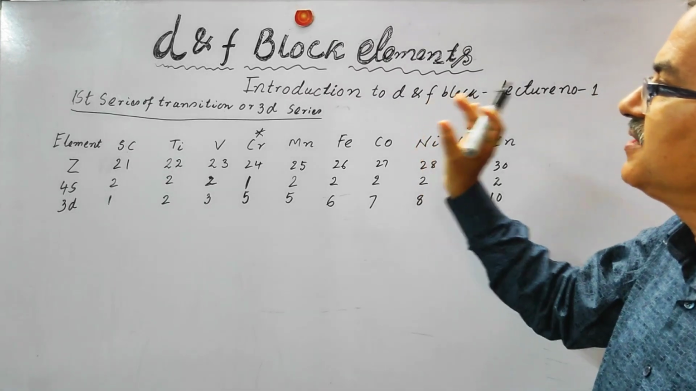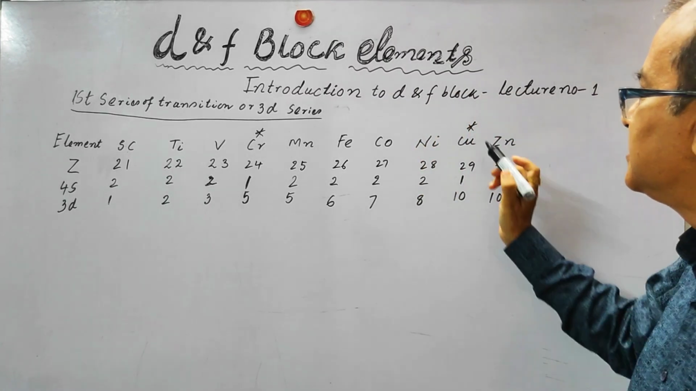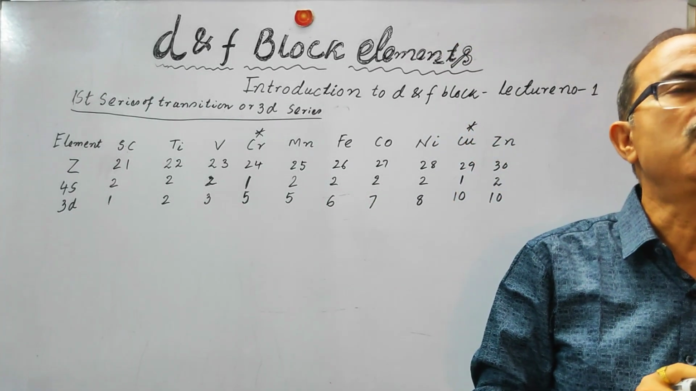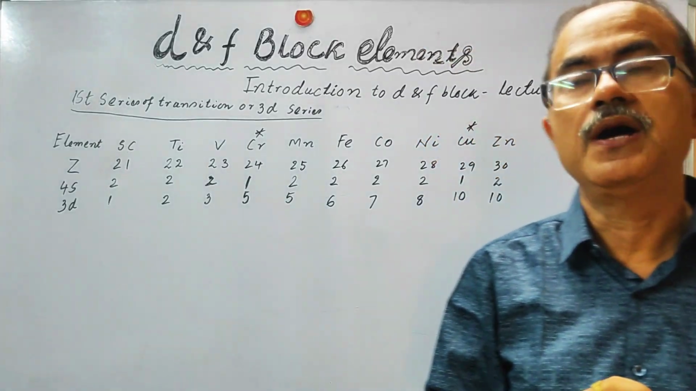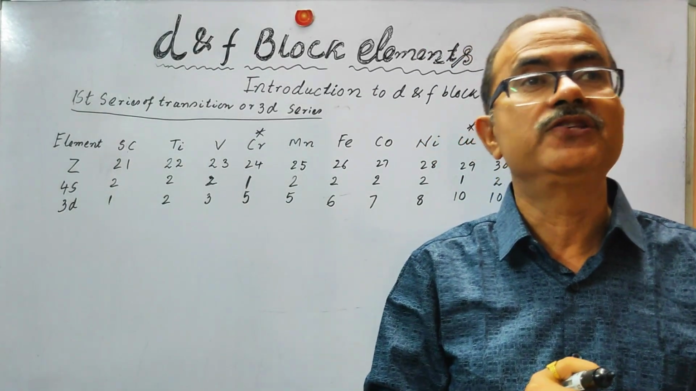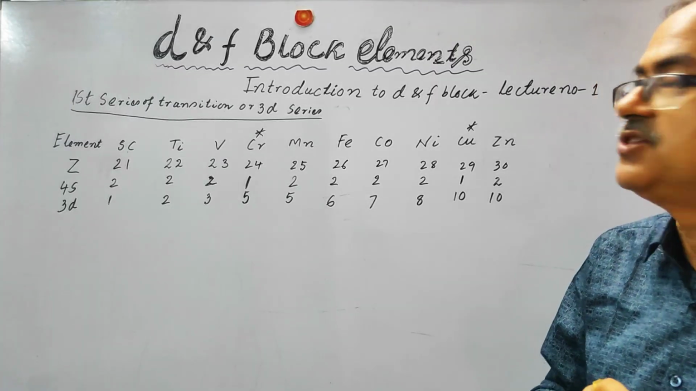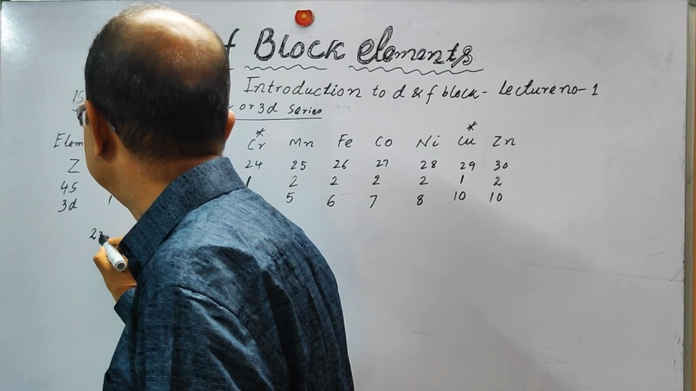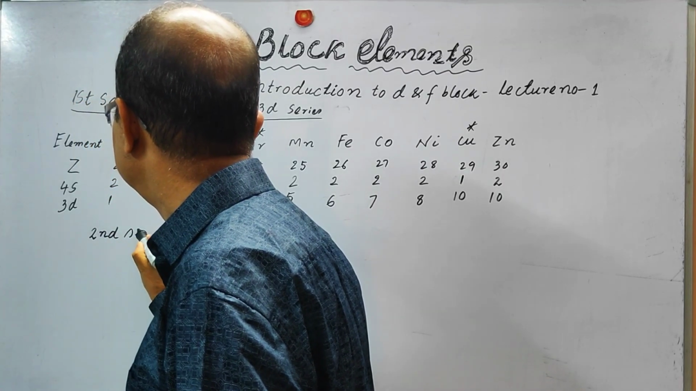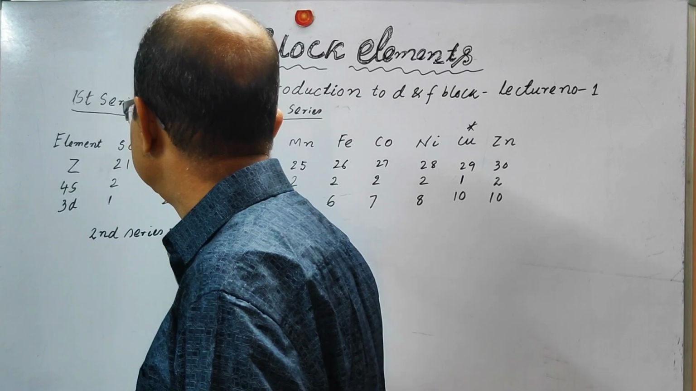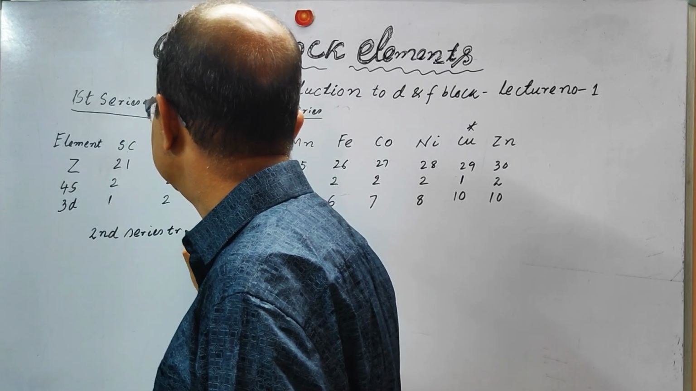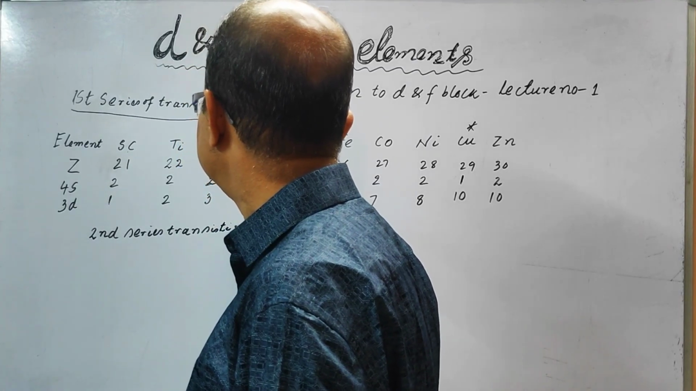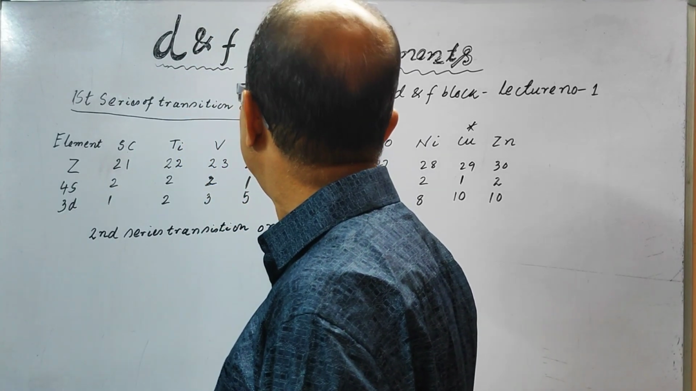So we understand this is the first transition series, the 3d series, where the exceptions are chromium and copper, and this is going to create a lot of difference in their properties also. That we will understand when we discuss the physical and chemical properties of the transition elements. Now we are going to discuss the second series, the second series of transition elements, or the 4d series.